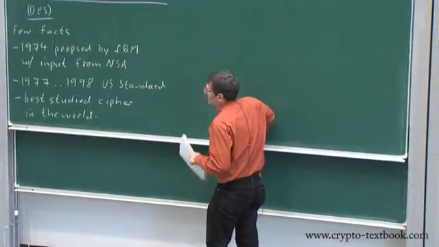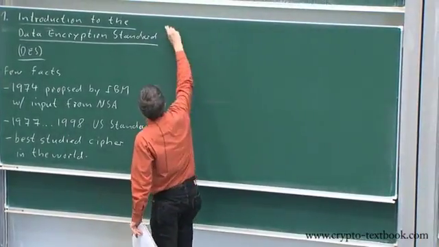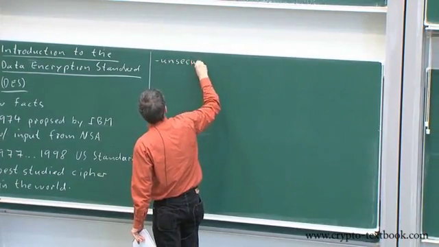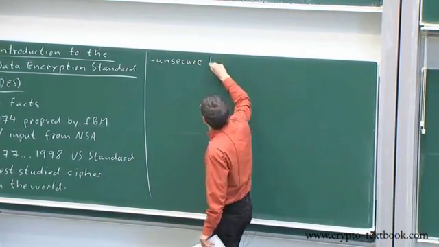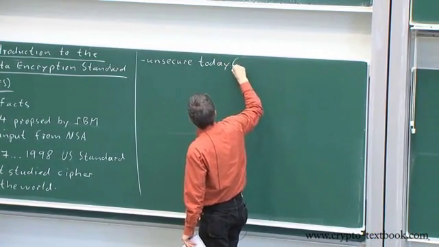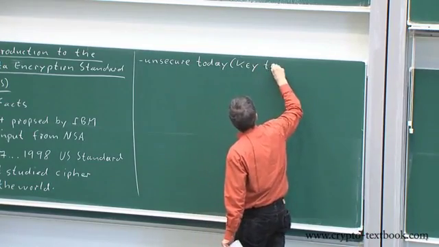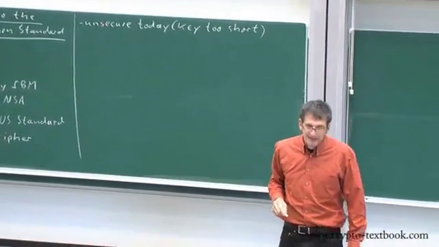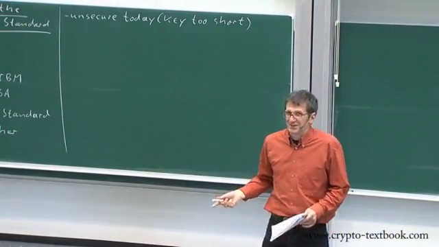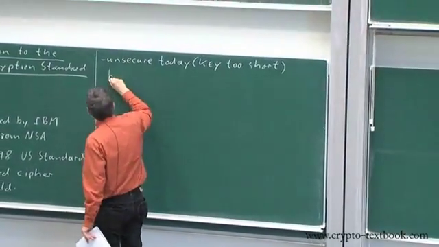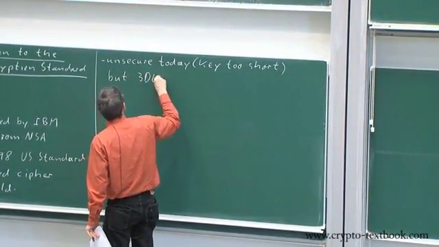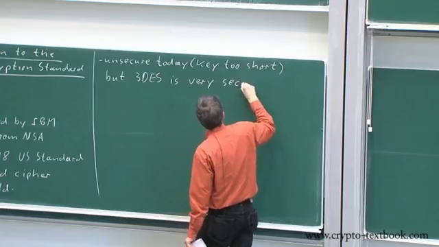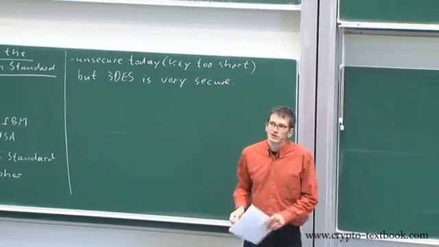The question is, maybe to follow up here, normal DES is unsecured today. The key is too short here. So the question is, why is that on the German passport? But triple DES is very secure. What is triple DES?